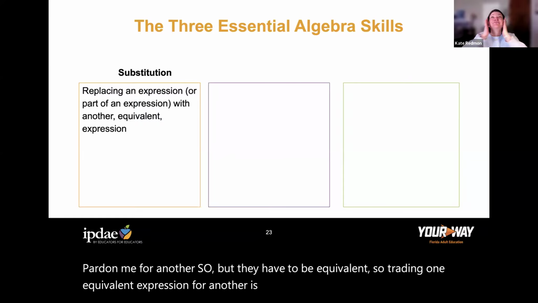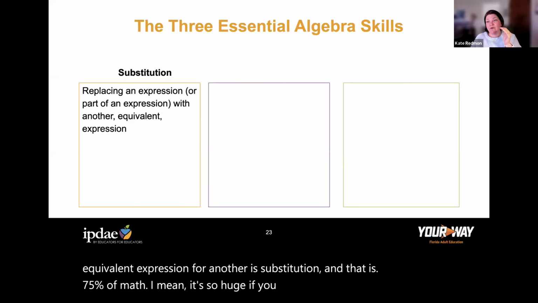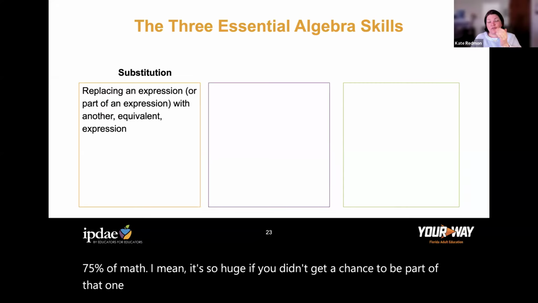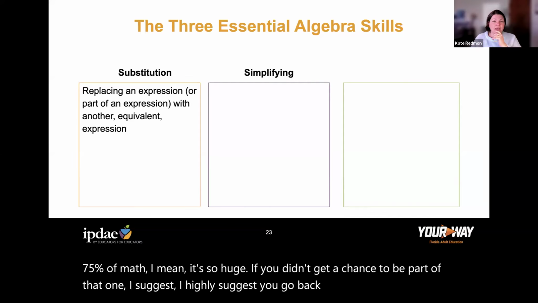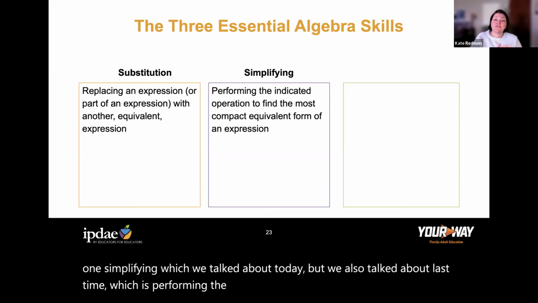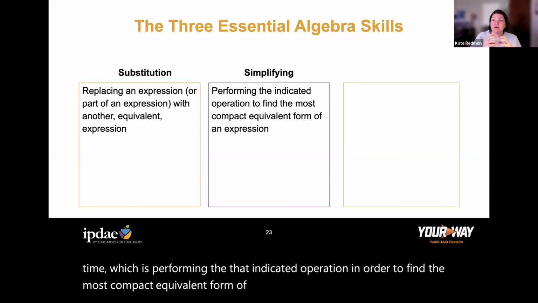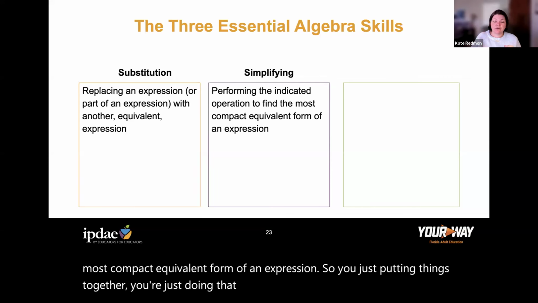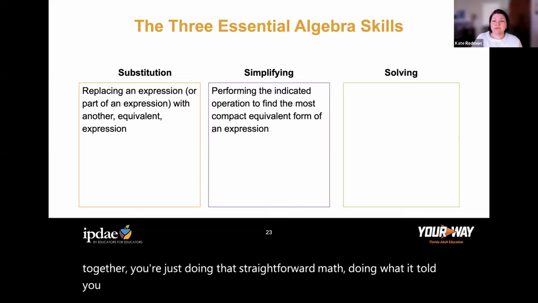And that is 75% of math. I mean, it's so huge. If you didn't get a chance to be part of that one, I highly suggest you go back and watch Essential Skill 1. Simplifying, which we talked about today, but we also talked about last time, which is performing that indicated operation in order to find the most compact equivalent form of an expression. So you're just putting things together. You're just doing that straightforward math, doing what it told you to do, making it as simple as possible.